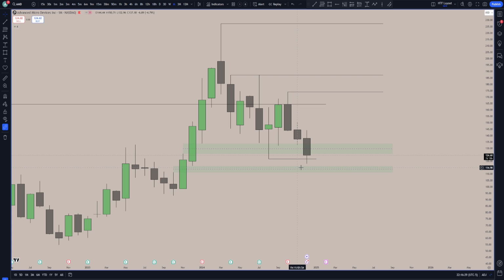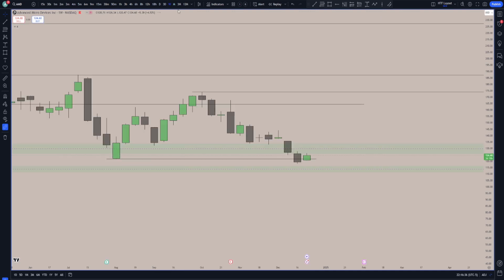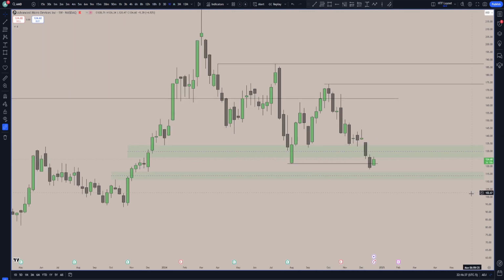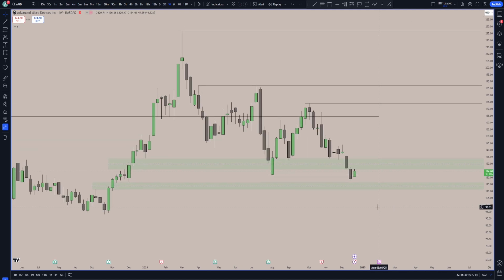This is another one. Now I would have really liked to see a wick down here, right? We don't see a wick there. However, if we go to the weekly, we can also see that there is absolutely no wick down here, right? Not in this green box.